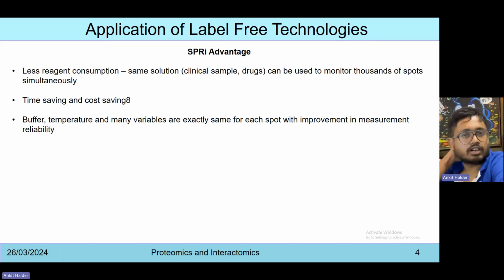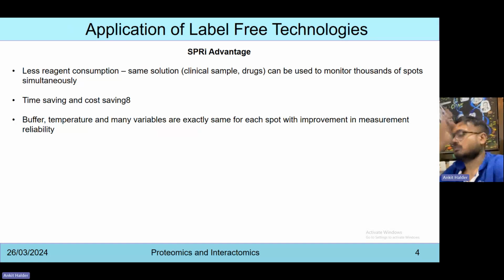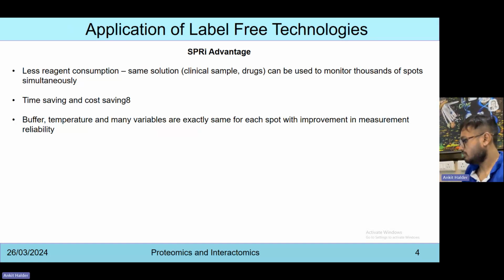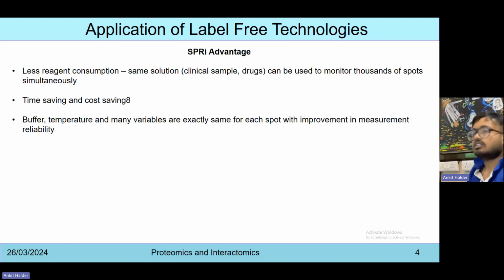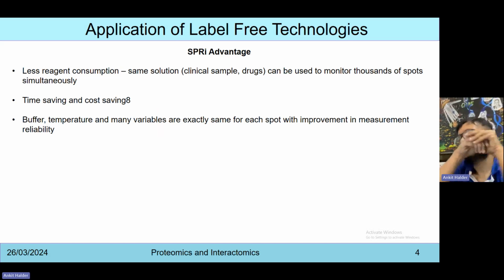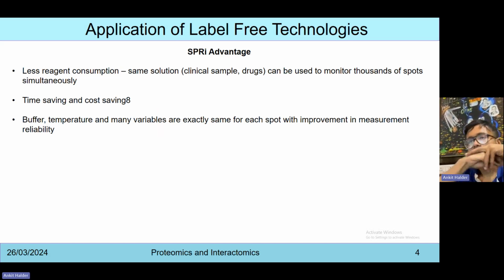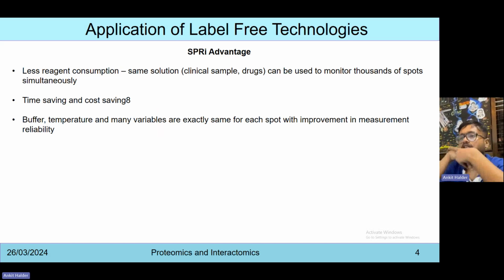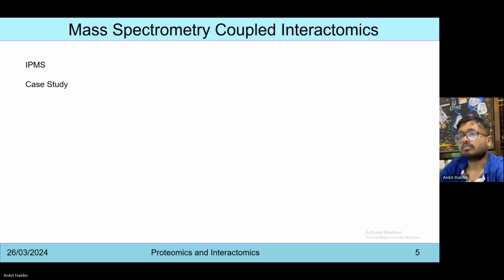So what is the advantage of SPRI, or surface plasmon resonance imaging? You can talk about less reagent consumption, same solution, whether it is your clinical sample or drugs, and it is used to monitor thousands of spots simultaneously, saving time and cost, and buffer temperature control with each improvement in the measurement reliability.